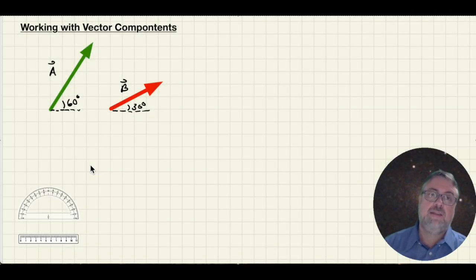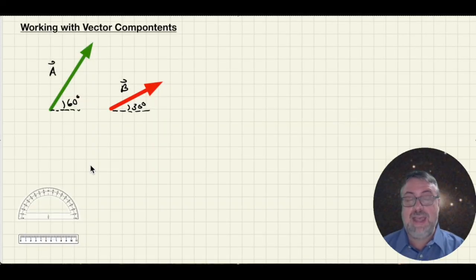Hello everyone. Last video we looked at how to add and subtract vectors graphically. So today I want to look at the way we can use geometry to actually add our vectors, and we don't need to worry about using a ruler and protractor. So here in front of us we have two vectors A and B.